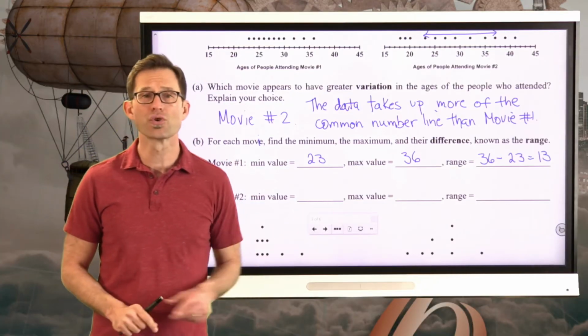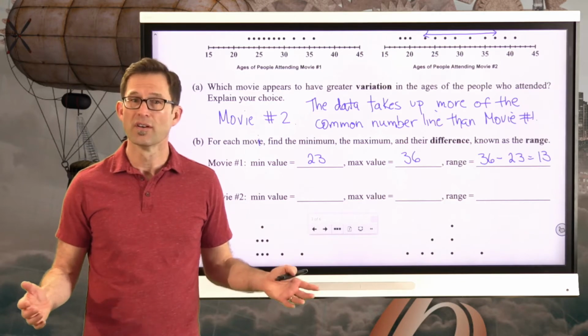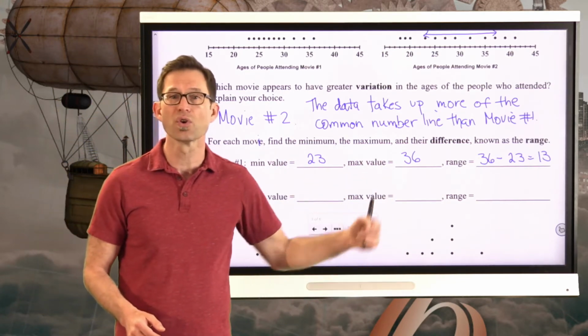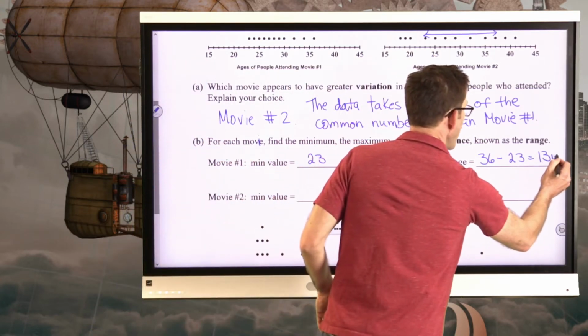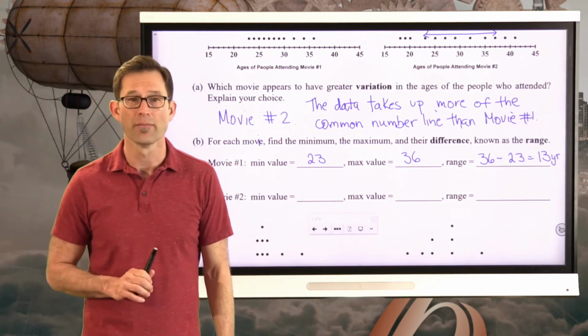And really, the range truly actually has units, right? It's 13 years. So the minimum is 23 years old, the maximum is 36 years old, and the range is 13 years. There's a 13-year range of ages of people that attended this movie.